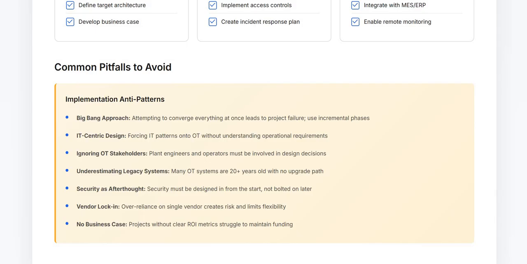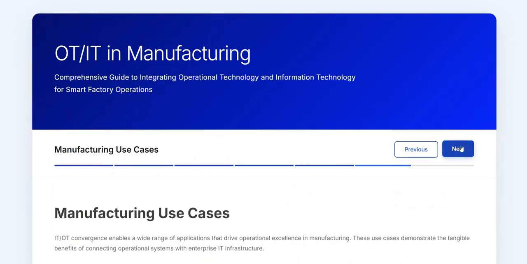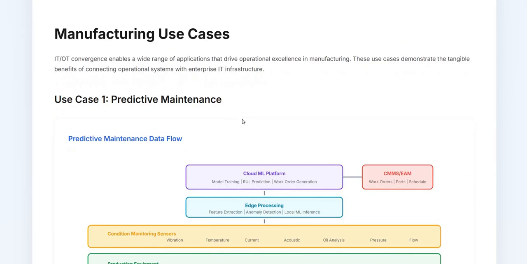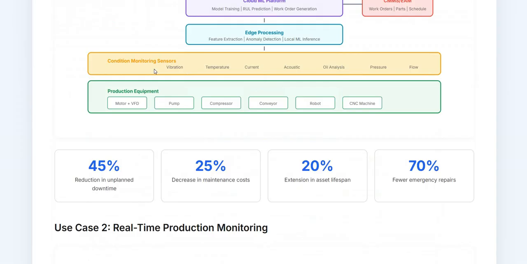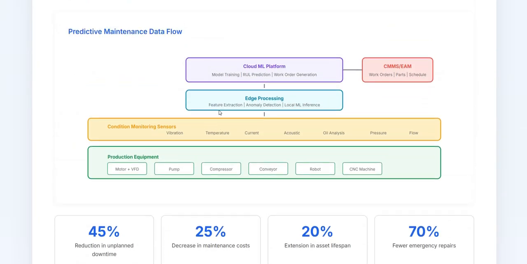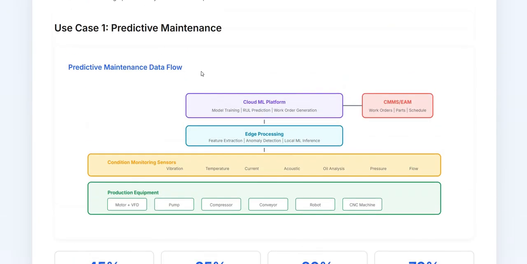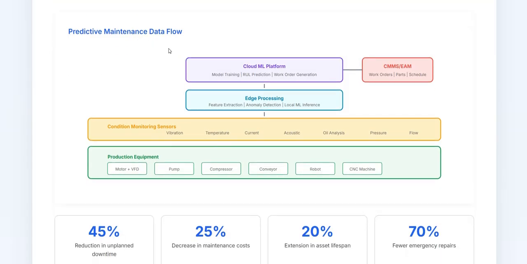Okay, and here we'll look at use cases. And here, first, predictive maintenance. Since unexpected stops cost time, materials, and trust.